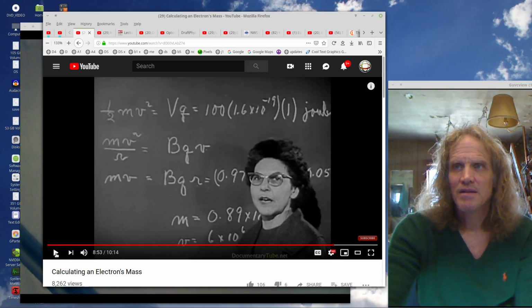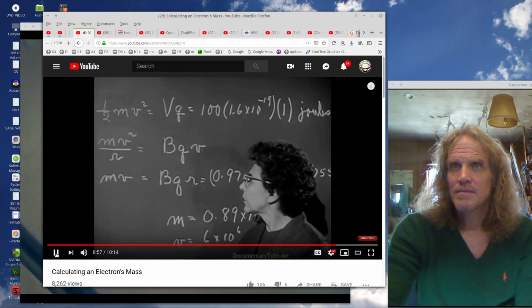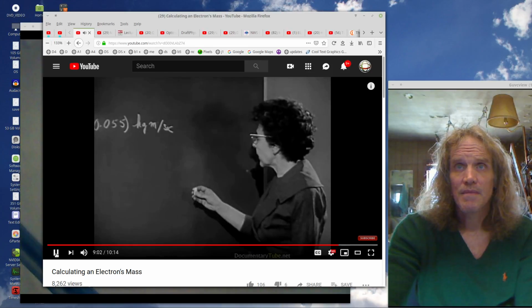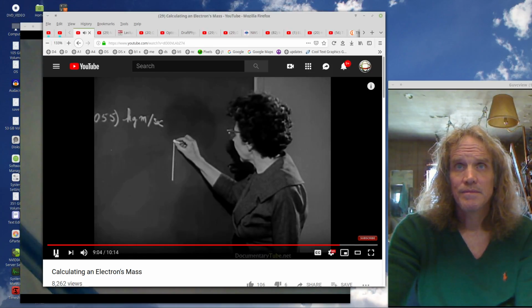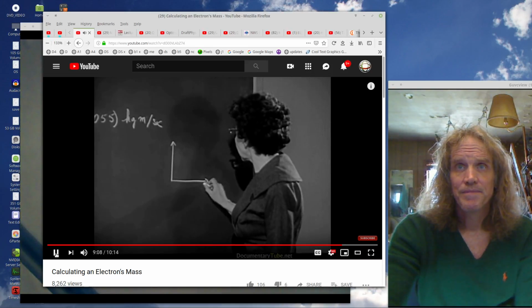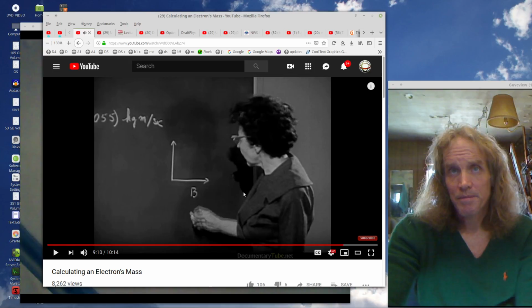How R should vary with V and B. Finally, let's do one more thing. So far, we've been shooting the electrons straight up, perpendicular to the field. So again, it's not perpendicular to the field.